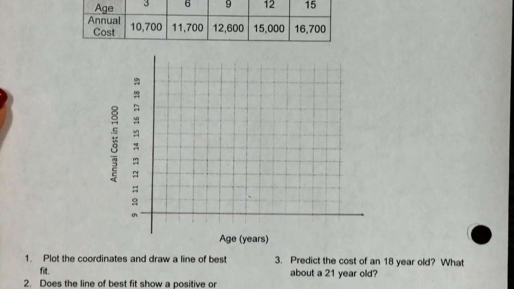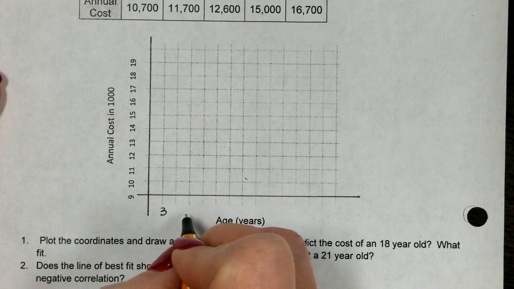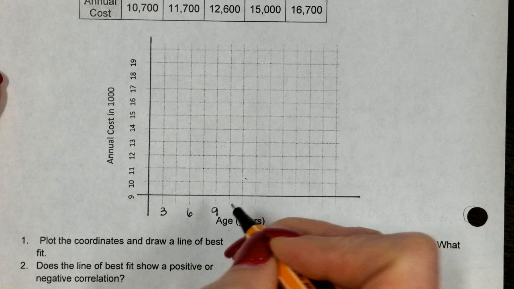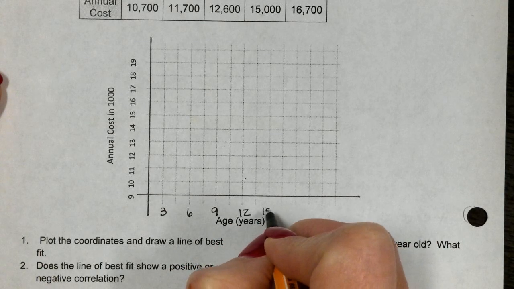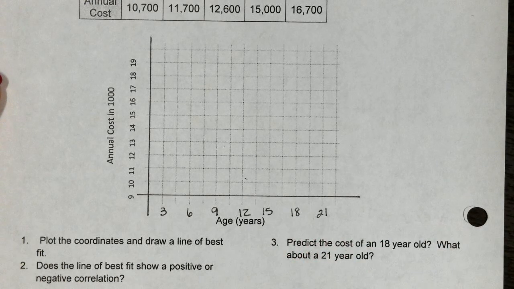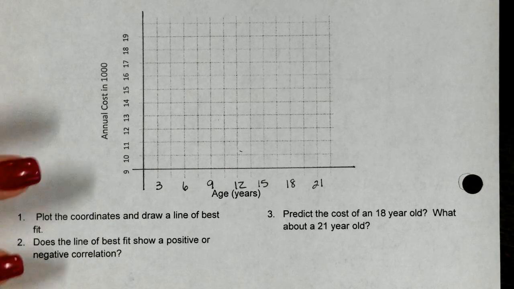Notice they're starting at about 3, so I'm going to start at 3. And then I'm actually going to skip every other line. 3, 6, 9, I'm sorry, years, not months, years. 12, and then 15, and then 18, and we'll carry this out to 21. All right, so we have our x-axis, we have our y-axis, we have our numbers. Now let's go ahead and plot the points.